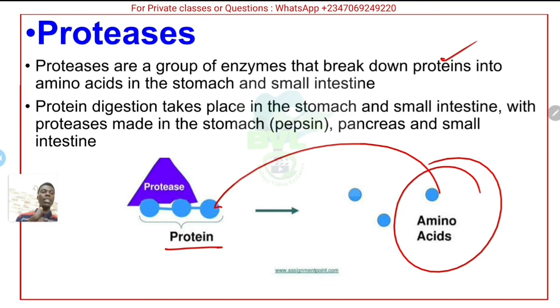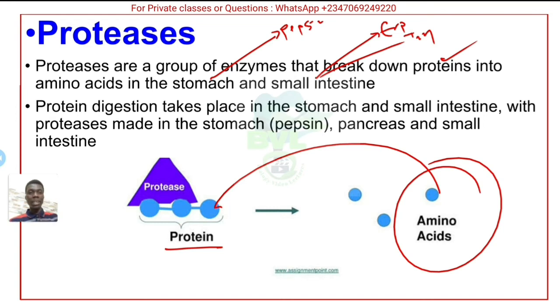Then the point is, where are these proteases found? They are found in the stomach. The one in the stomach is called pepsin. The one in the small intestine, we have erepsin, we have trypsin. That one comes from the pancreas, so to say. We have other ones, some called peptidases. The whole long and short of the story is proteases are enzymes that break down proteins into amino acids. That's the end product, amino acids.